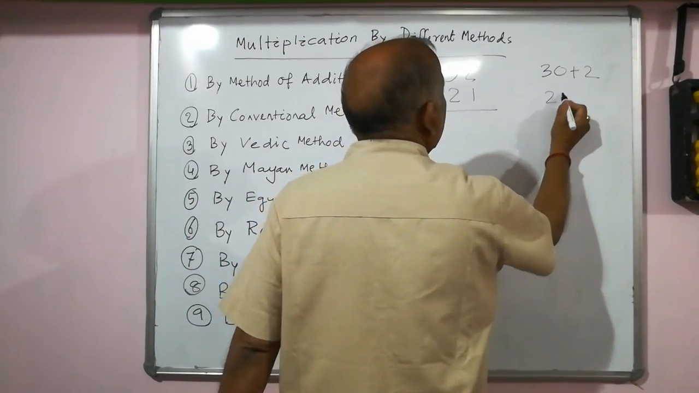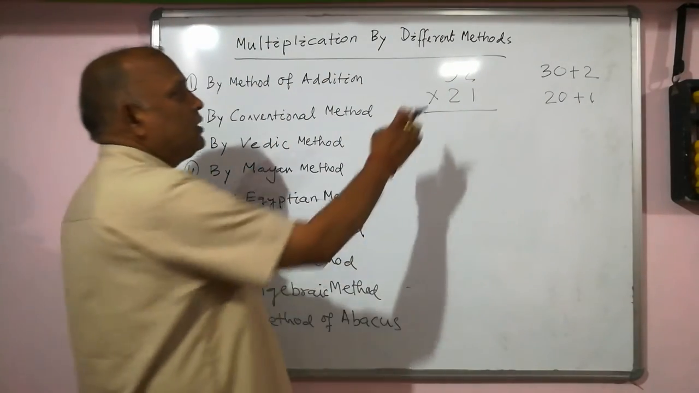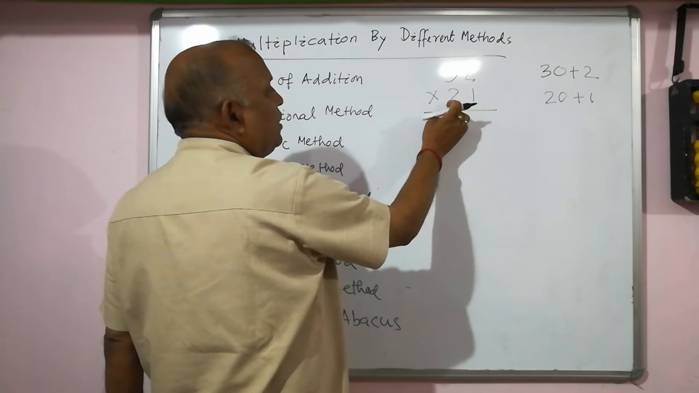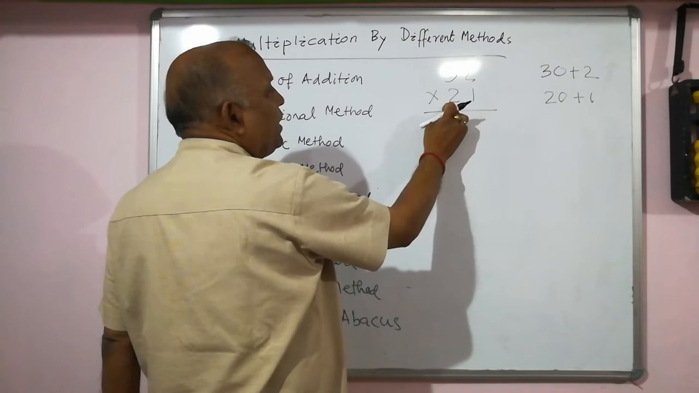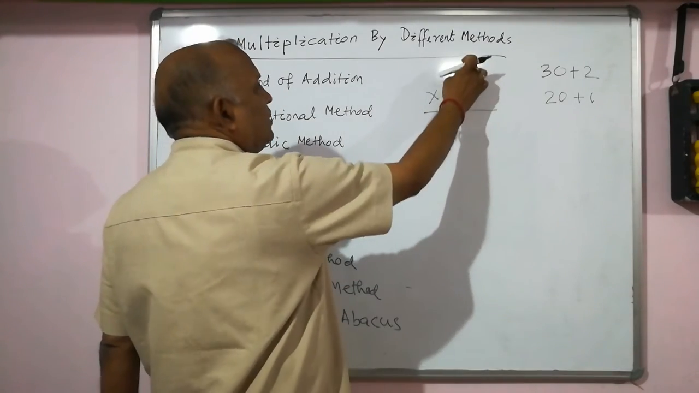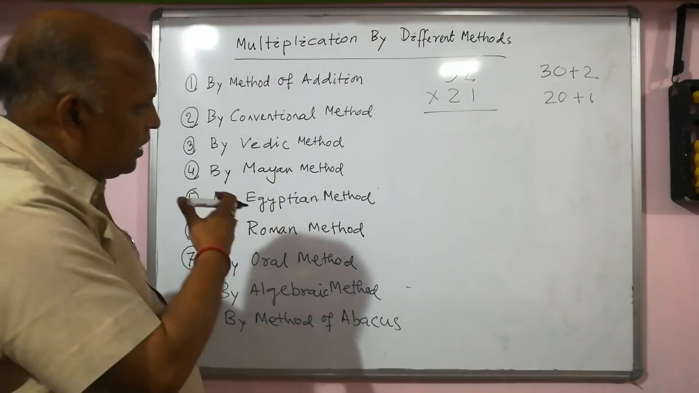21 means it is 20 plus 1. So this number represents 30 and this represents 2. This number represents 20 and this is 1. So this is the tens place and this is the units place. While you do it orally, you go from the left.